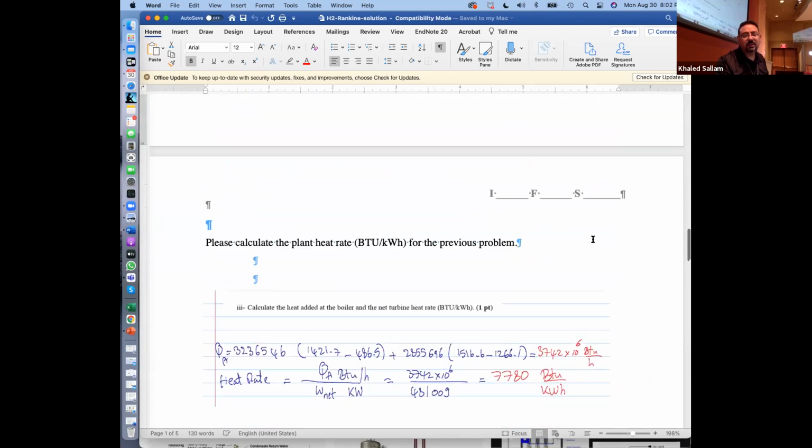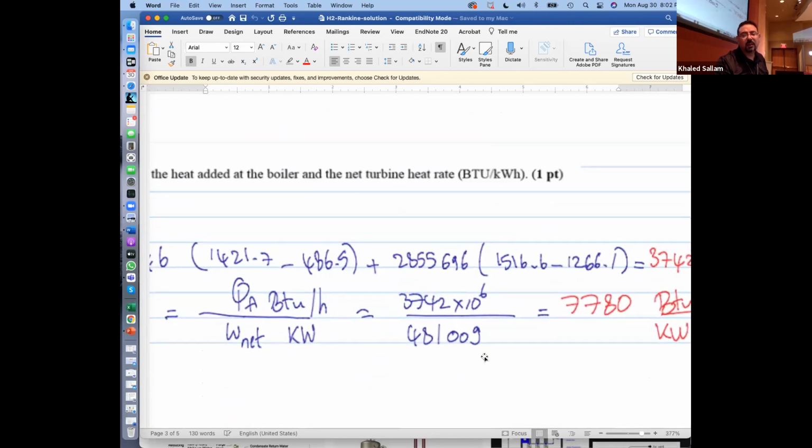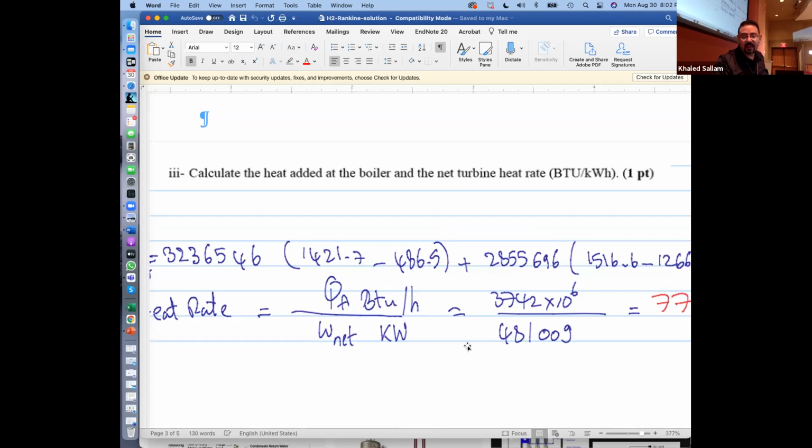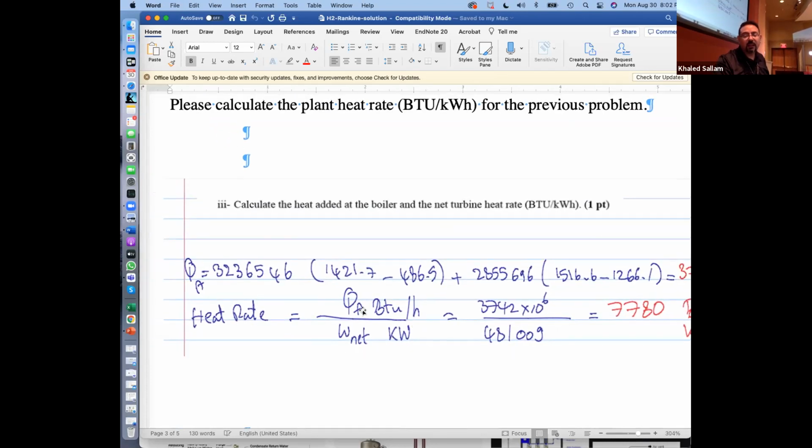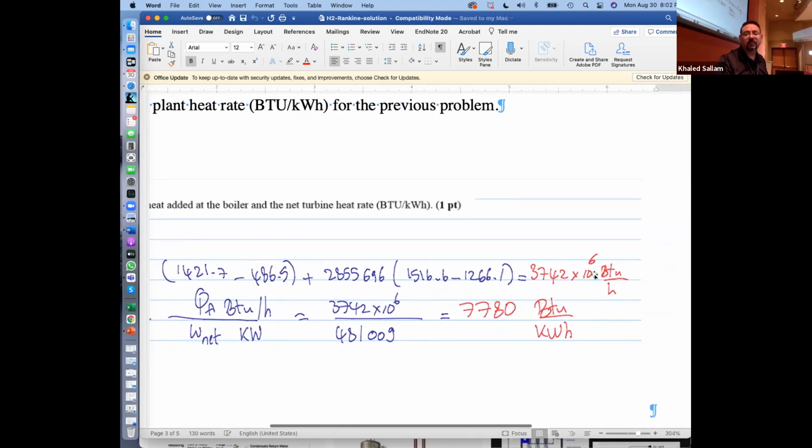So the Q over the work net in BTU per kilowatt hour. How do I do this? I know the Q. I just calculated the Q up there, right? And it's in BTU per hour. Why? Because the H's were all in BTU per pound mass, and the flow rates were in pound mass per hour. So pound mass per hour multiplied by BTU per pound mass becomes BTU per hour. So the Q is ready for us.